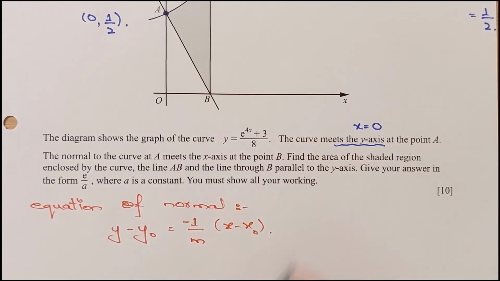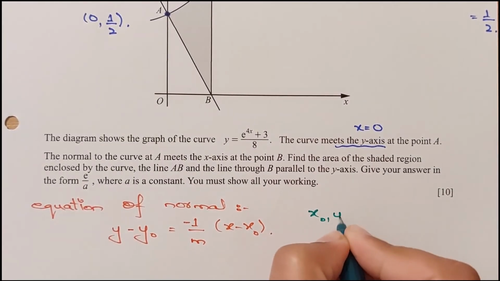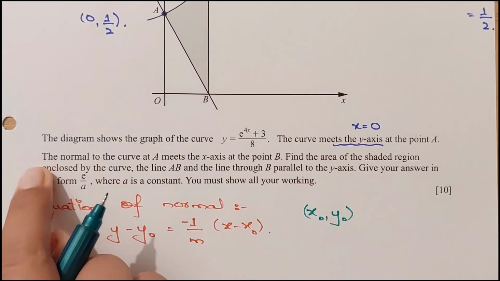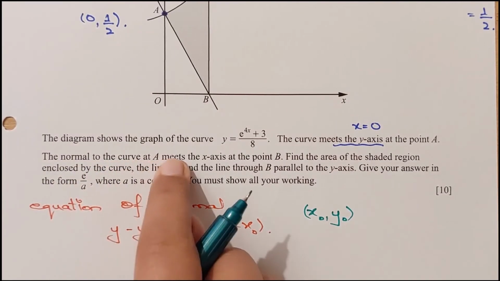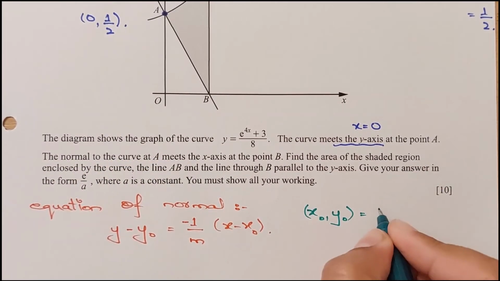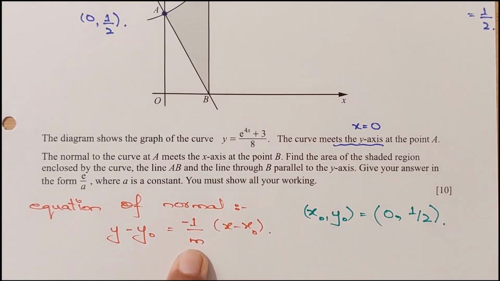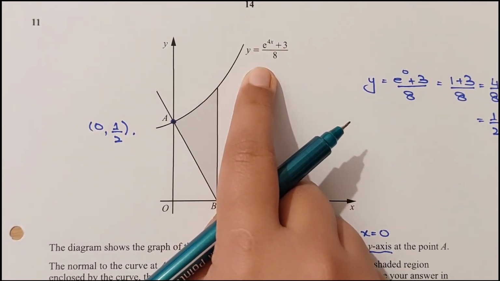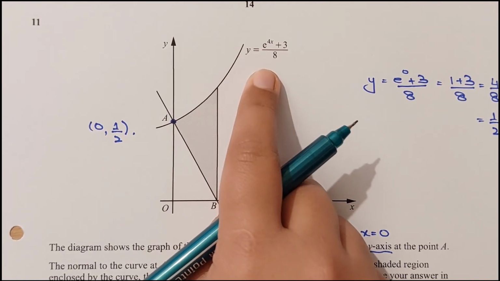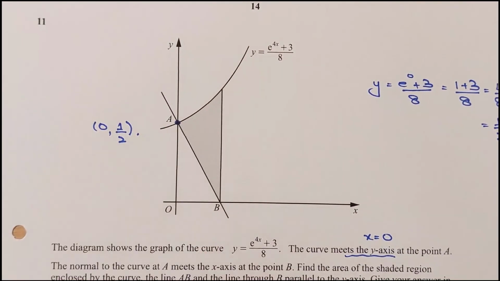Okay, so what is x naught and y naught? So x naught and y naught is the point, because they said the equation of the normal to the curve at A. So the point A. So this is 0 and 1 by 2. Right, and what is m? m is the gradient of this curve at x is equal to 0, right?